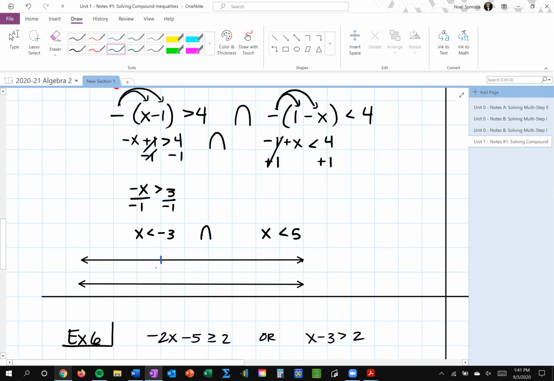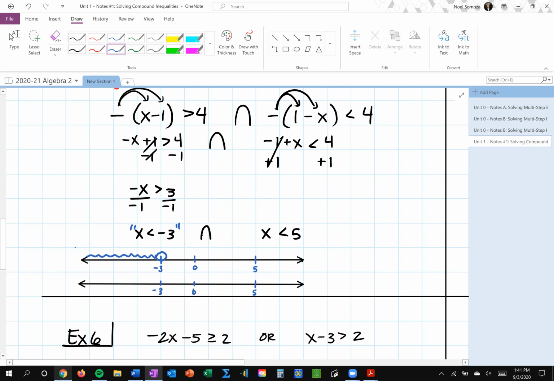So if this is, let's say, your -3, and this is your 0 here, and then you put 5 over here, keep it consistent. So your 5 is over here, here's your 0, here's your -3. All right, let's do the first one. We have x is less than -3. So we have an open circle, and then we shade to the left.